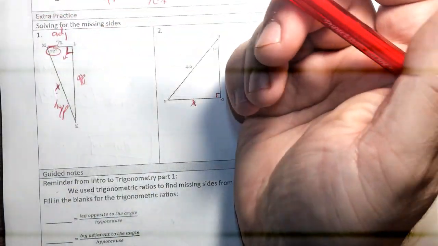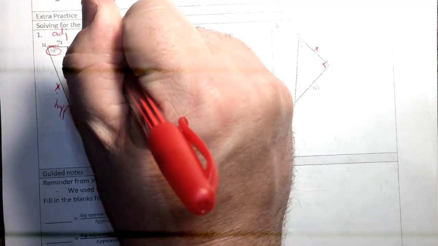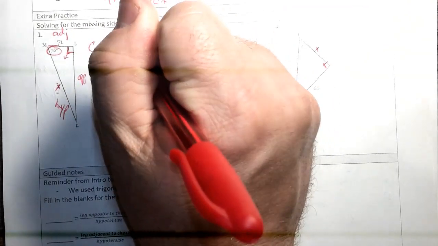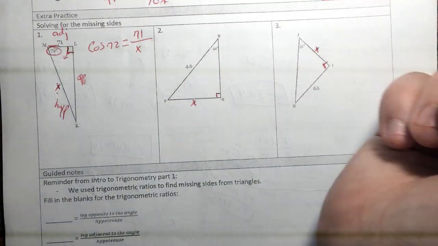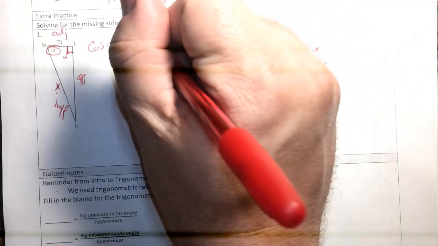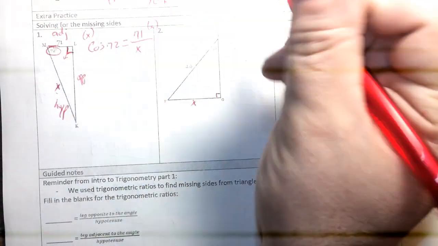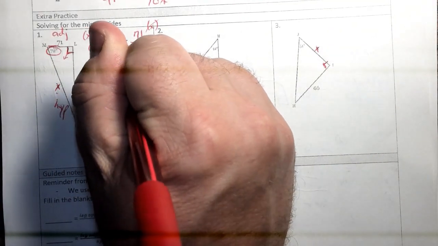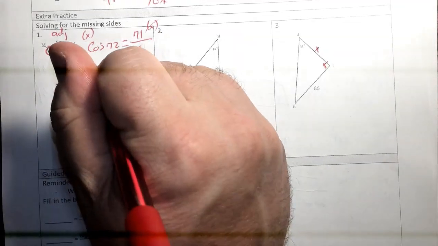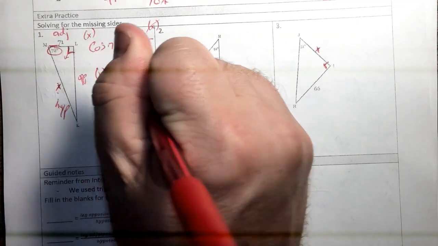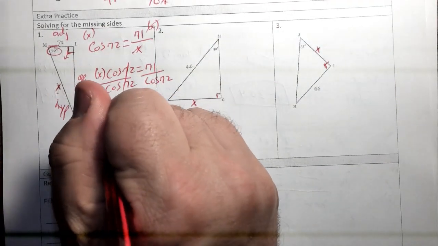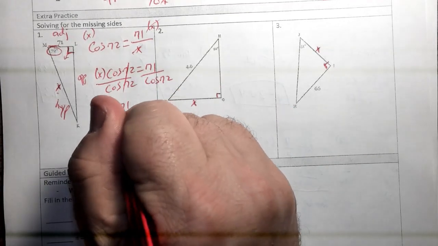That's going to be cosine. So cosine of our angle, 72, is going to equal our adjacent, which is 71, over our hypotenuse, which is x. That's the side we're looking for. All right, so we multiply both sides by x. We're trying to get x by itself, so that gets rid of our fraction. So x times cosine 72 is going to equal 71. And we're still trying to get x by itself, so we've got to divide both sides by cosine 72. So now x equals 71 divided by cosine 72.